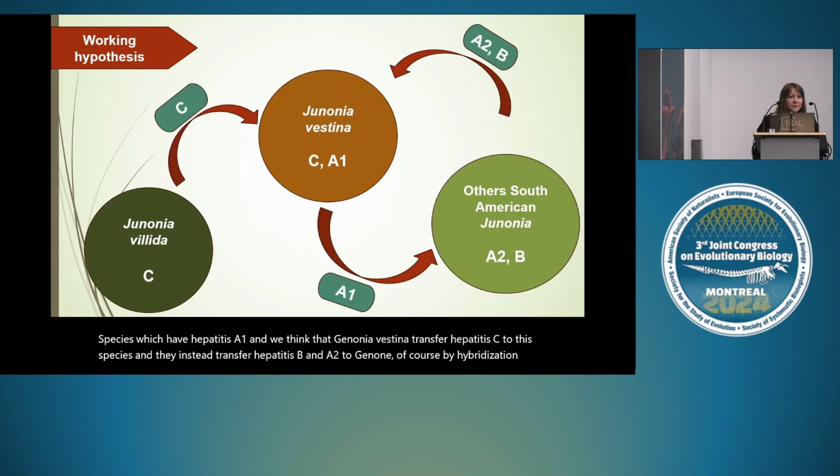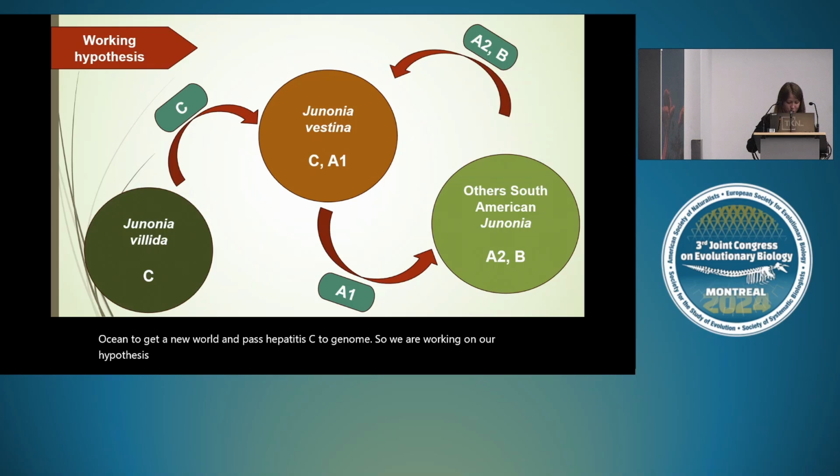And again, about haplotype C, as I said, haplotype C of Junonia vestina is closely related to Junonia viridis from the Indo-Pacific region. So Junonia viridis crossed the Pacific Ocean to get to the New World and passed haplotype C to Junonia vestina. So we are working on our hypothesis, and we look forward to testing it in our future experiments.